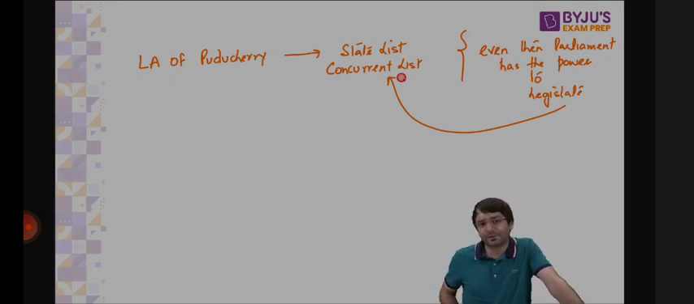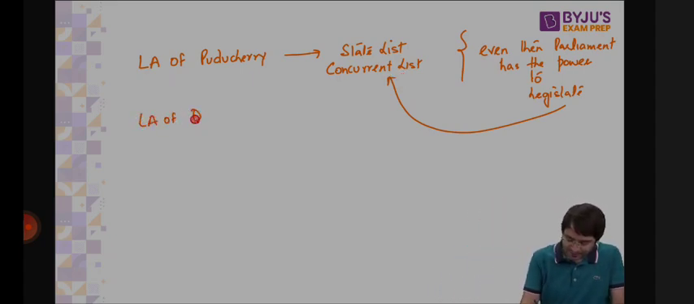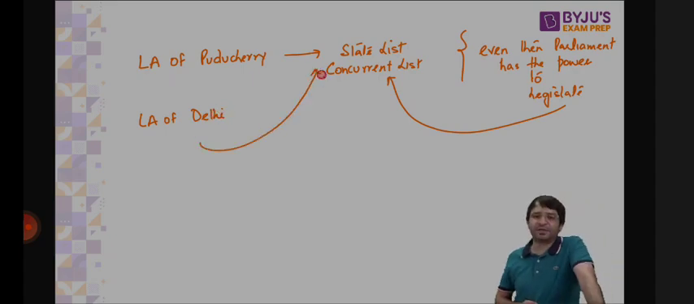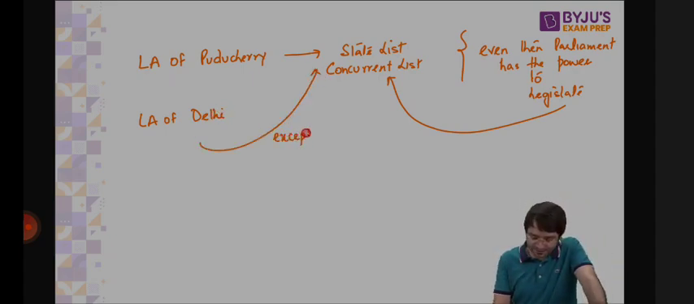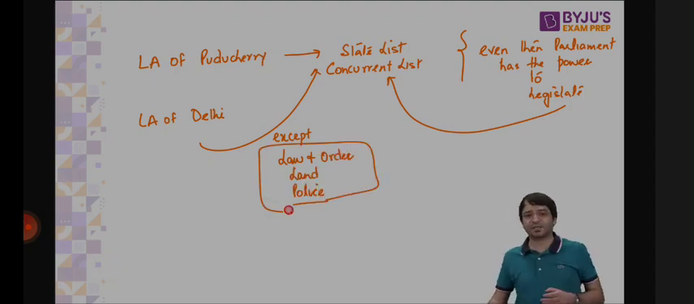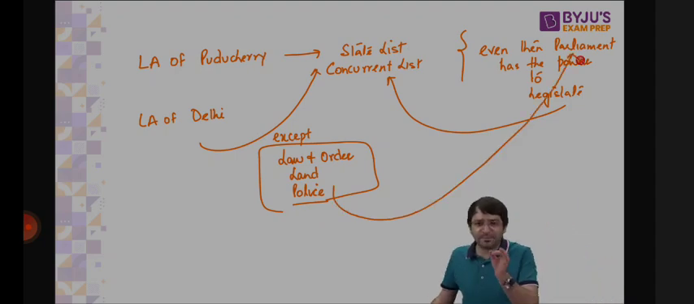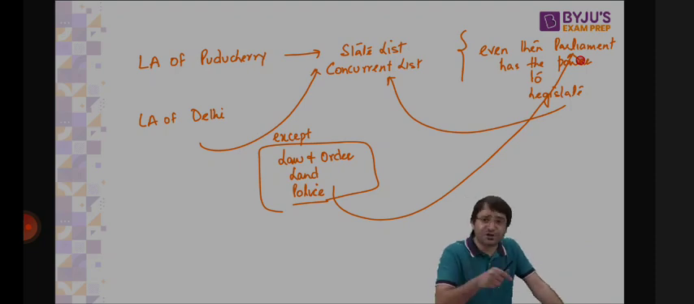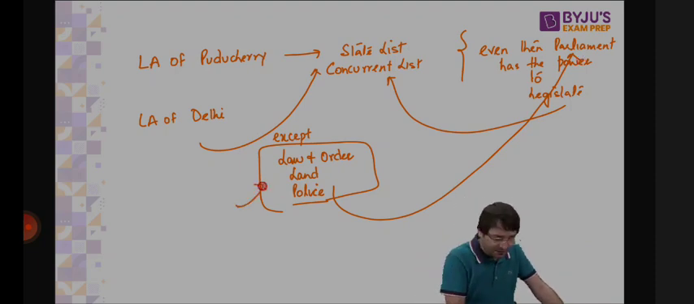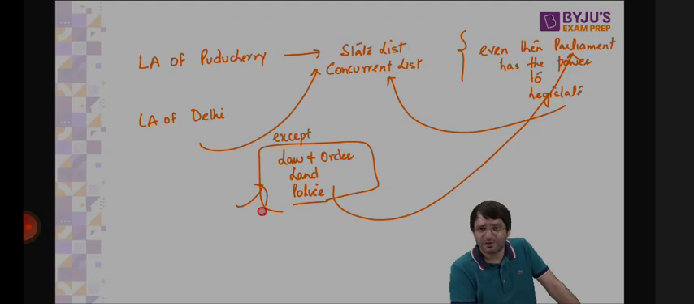When it comes to the Legislative Assembly of Delhi, it can also make a law on any item mentioned in the state list, any item mentioned in the concurrent list, except law and order, land and police. These are the three subjects which are exclusively under Parliament. That means Parliament can make a law on any item mentioned in the state list, any item mentioned in the concurrent list, even for Delhi. But the Delhi Legislative Assembly can make a law on any item mentioned in the state list except law and order, land and police. Why? Because law and order and police should be given to the central government, because Delhi is the capital of India.